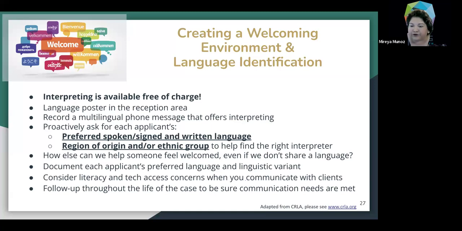throughout the journey of that client or patient, not just for that one appointment, but throughout the life of the case, at every point of contact with that patient. We want to make sure that we are meeting the communication needs of that patient or client at every moment, not for that one time only. Next slide, please.